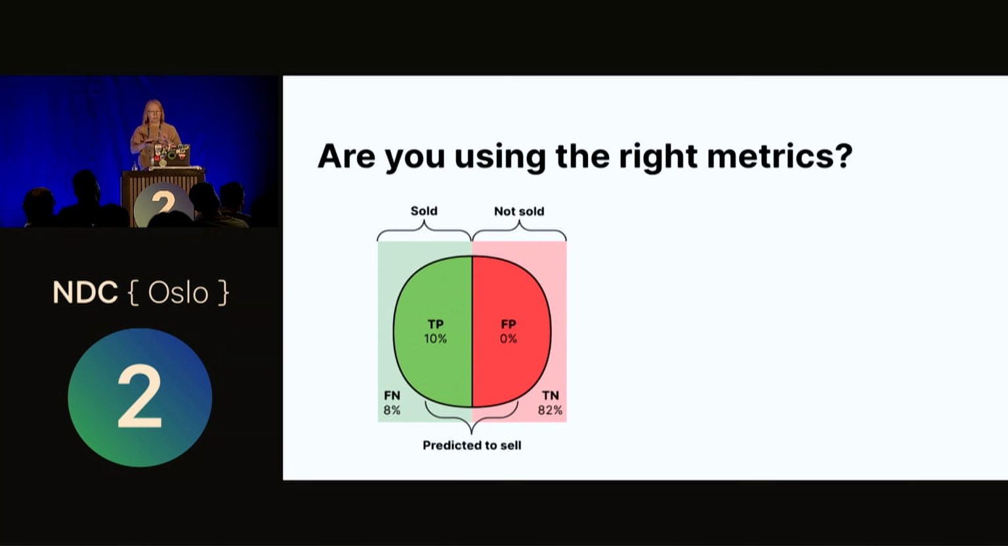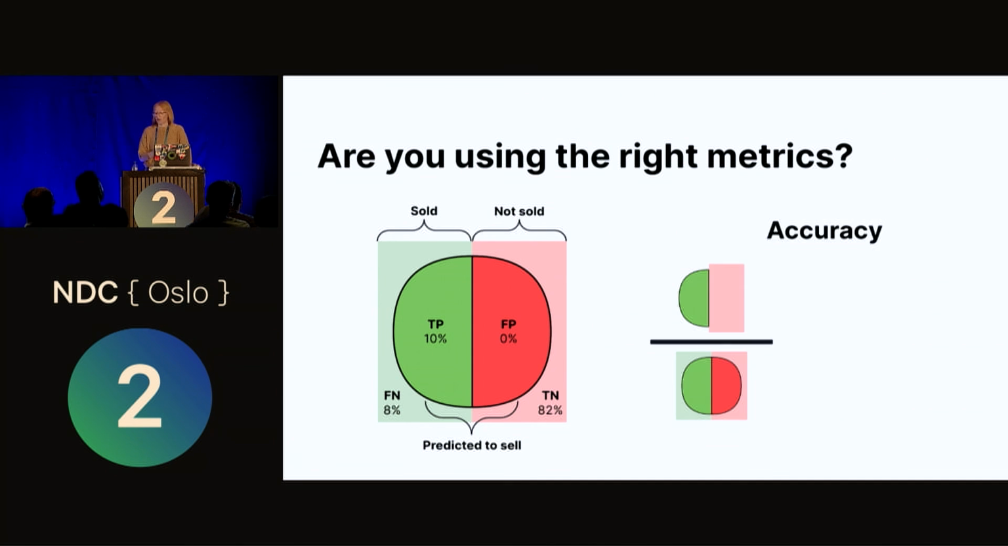So far, we've been happily chugging along using accuracy to measure all of our models. So let's see how we actually calculate that. We can calculate accuracy as all of the correct predictions divided by the total number of observations. So how does it go with this model? Well, we get 82. Not bad, right?